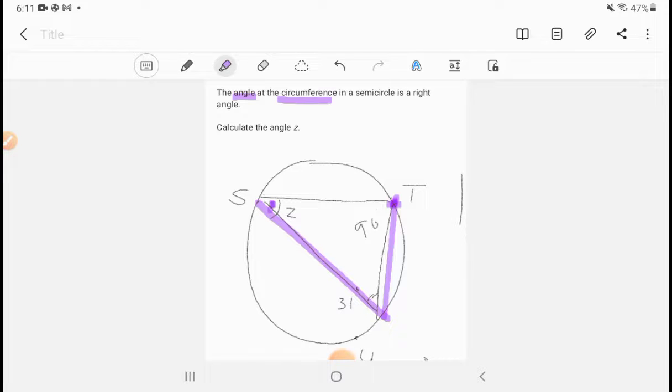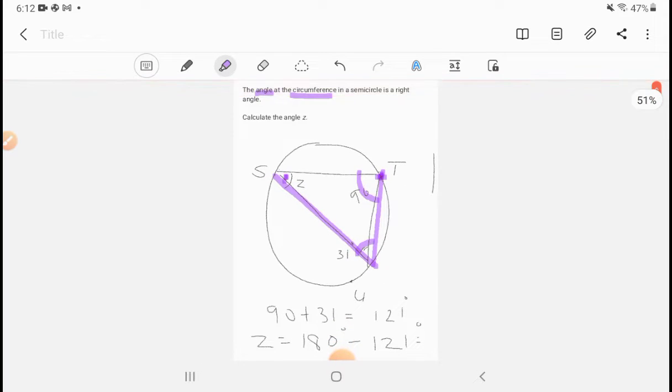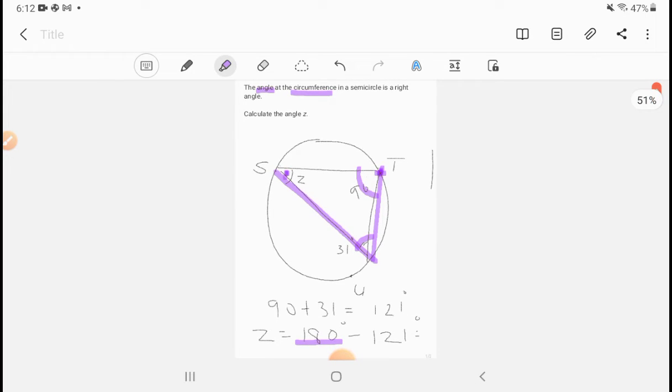So the question wanted you to calculate the angle Z, and seeing that we know through our theorem that here is automatically 90 degrees and down here is 31 degrees, we added 90 plus 31 degrees, which gave us 121 degrees. And of course we took that away from 180 degrees because we know that a triangle has 180 degrees.